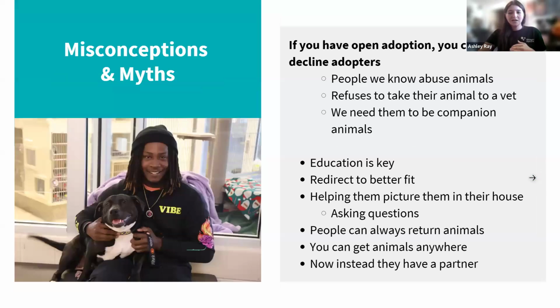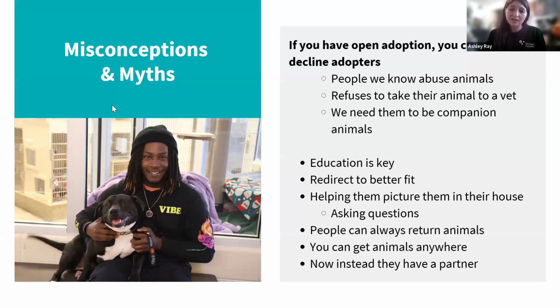All right, so let's talk a little bit about myths. Wow, I can't even say both of those words together. Myths and misconceptions. This is one that we hear a lot from anybody who knows that we have an open adoption process. It's on our application for volunteers, so we get questions there a lot. Again, it's because people don't really know what that means. One of the big misconceptions that comes through is that if we have open adoption, we can't decline adopters.